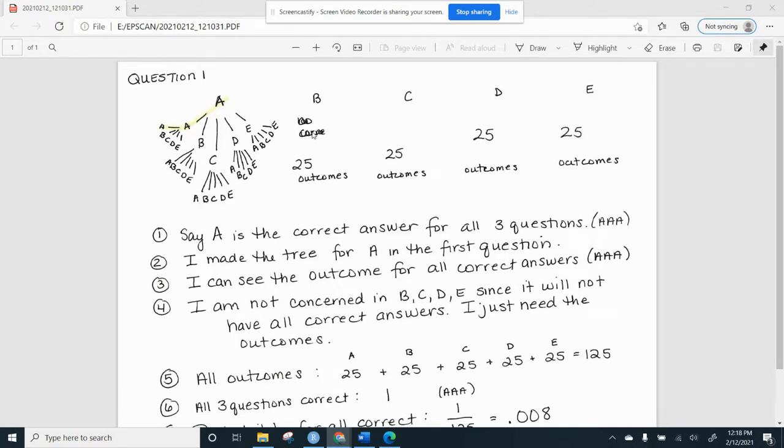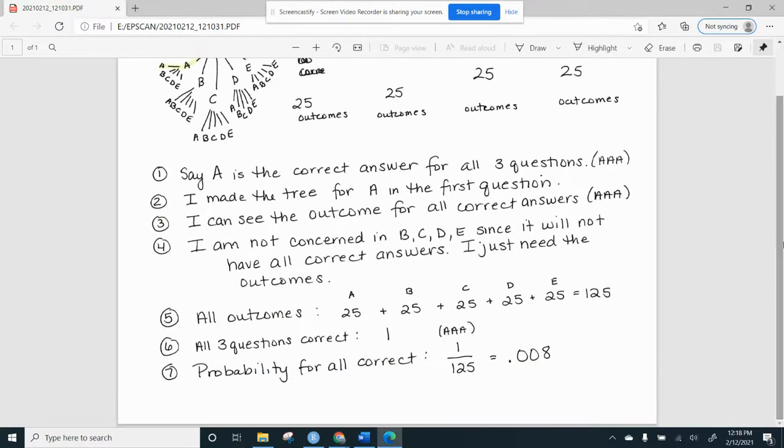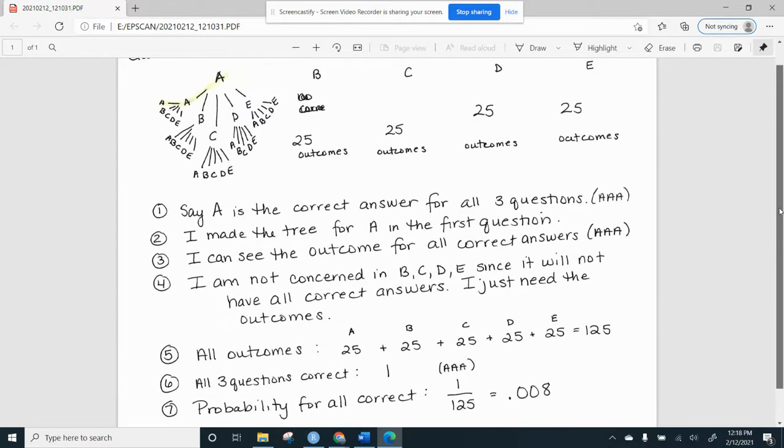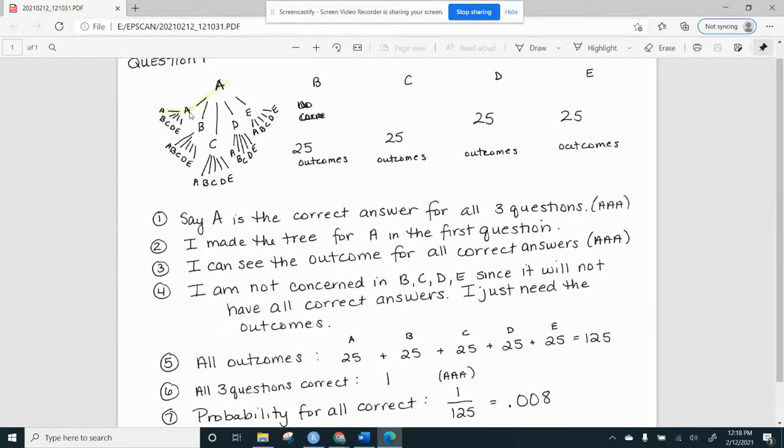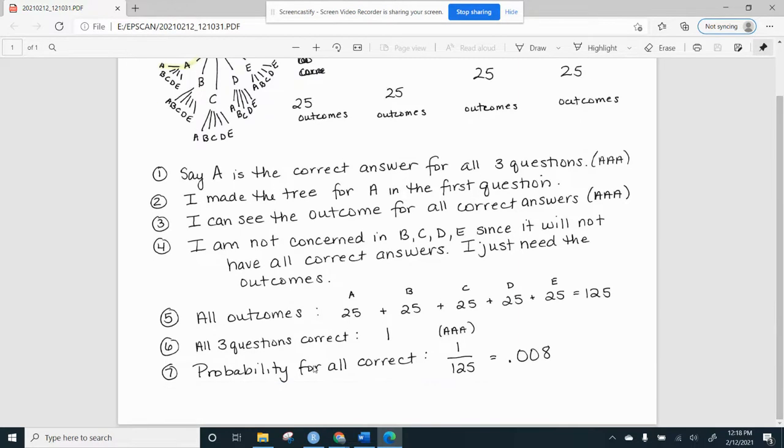If I drew this as B, I'd have 25, C would have 25, D would have 25, and E would have 25. So if I add up all my outcomes, 25 plus 25 plus 25 plus 25 plus 25 equals 125. And the one time I have all the questions correct is right here. It's AAA, so that's one. So the probability for me to get all the correct answers is 1 over 125, which is 0.008. I hope this helps.